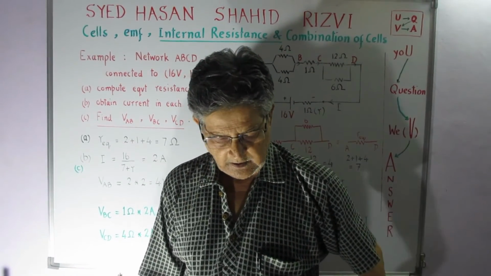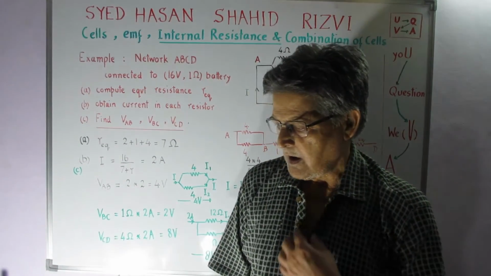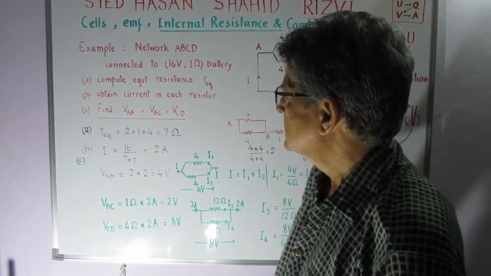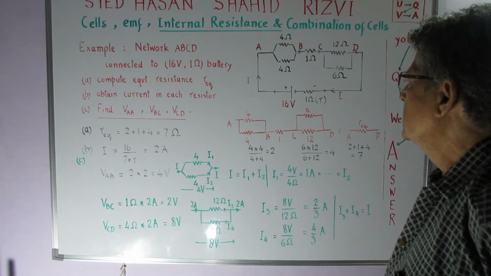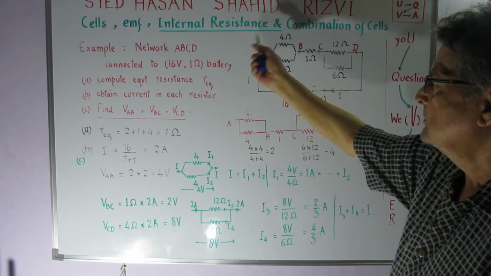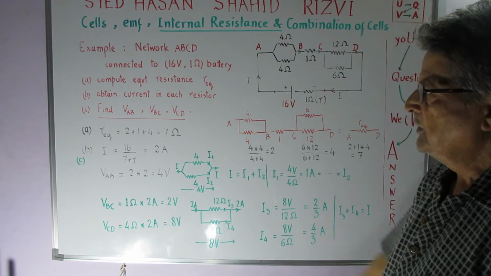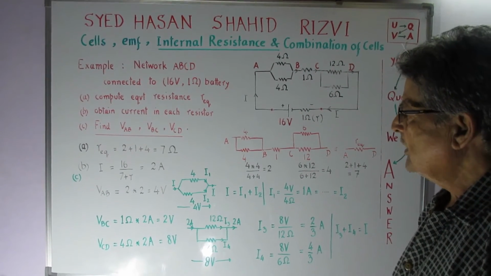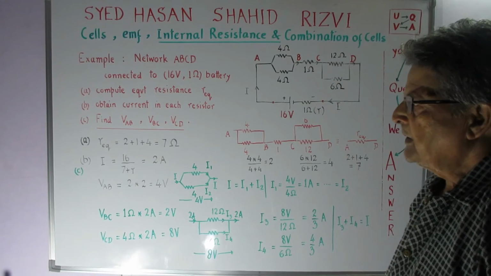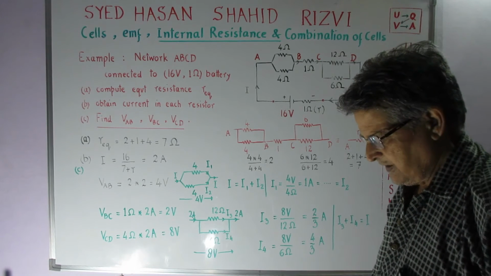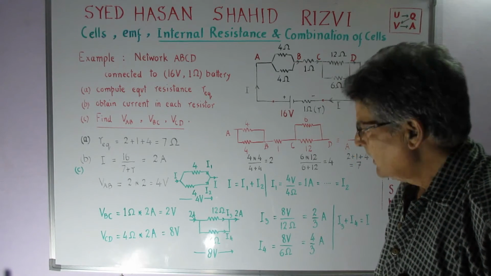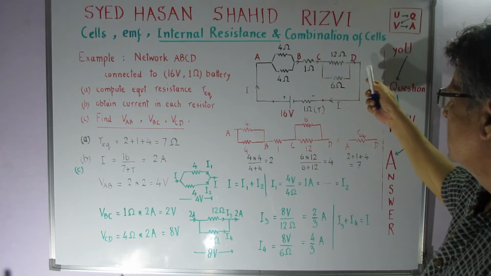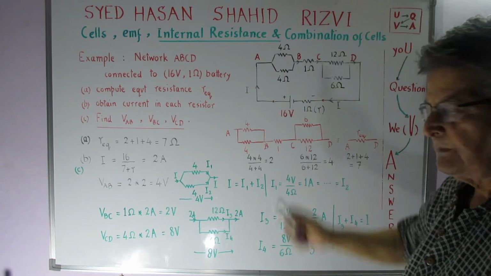Welcome back again. Good day, and we start the day after we had talked about the combination of cells, internal resistance, discussed EMF and the cells, etc. Now we start the day. I take up an example from a textbook. Well, there is a network or circuit.